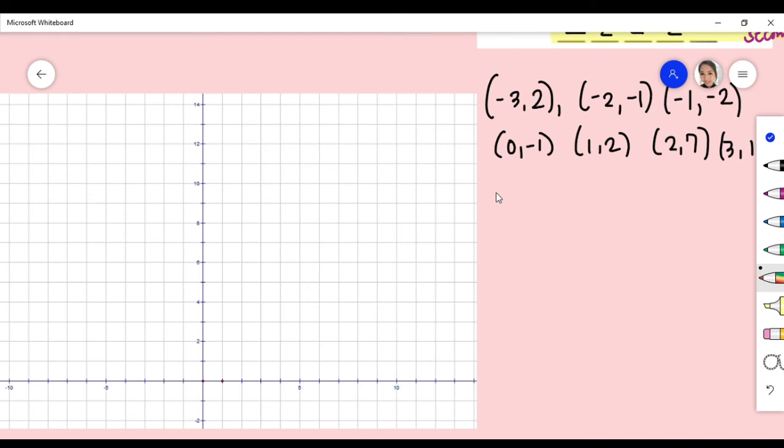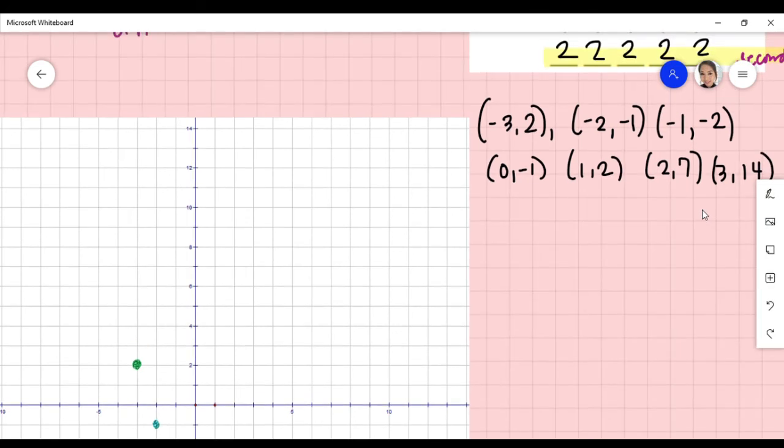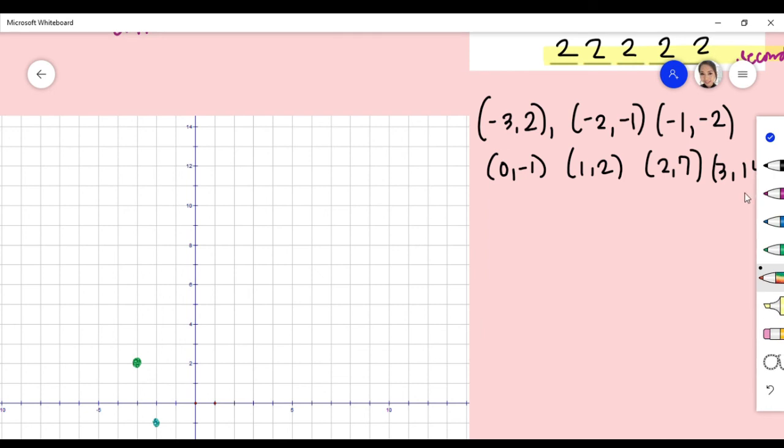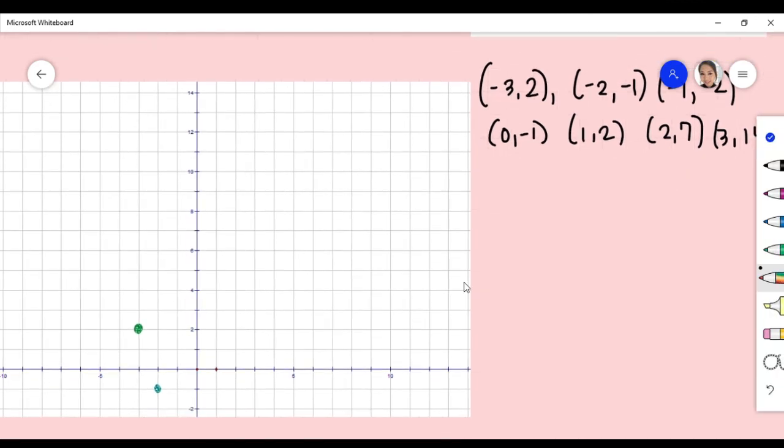So we have -3 and positive 2. So -3 should be found here, and then positive 2, we move up 1, 2. Next, -2, -1. So this is our -2 as our x. Then -1, we have to move down. Next, we have here -1, -2. So this is our -1. So -2, we have to move down.